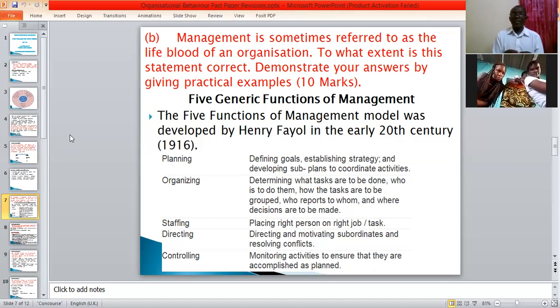We are saying management is the lifeblood of an organization. For you to answer this question, you should look at the 5 functions of management model that was developed by Henry Fayol. You discover that without management, you can't have a successful organization. Why? Because management has the 5 major functions. They are the ones who should plan. So if there is no plan, there will be no activities, and when there are no activities, then there's no organization.